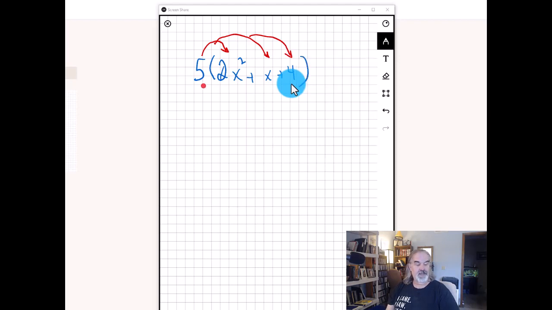Let's see, the 5 times the 2x squared will give us a 10x squared. The 5 times the x will give us a 5x. And the 5 times the 4 gives us the 20, and boom, we're done, because there's no more simplification to do. That's it.